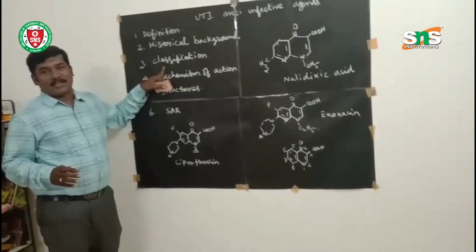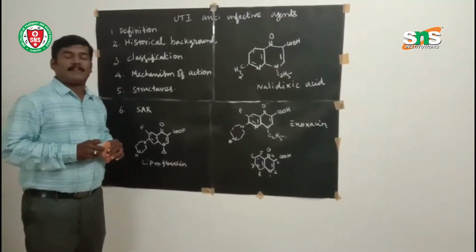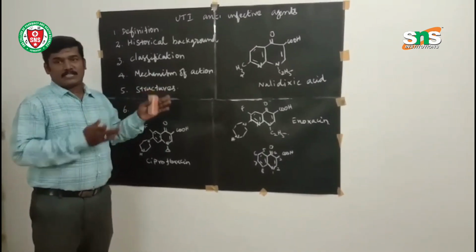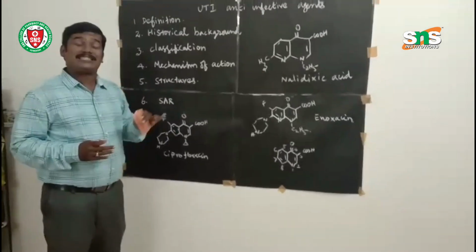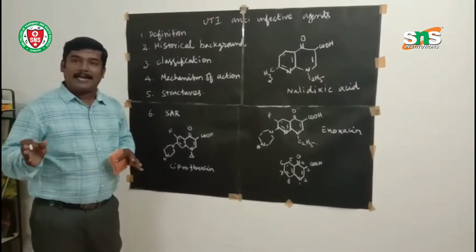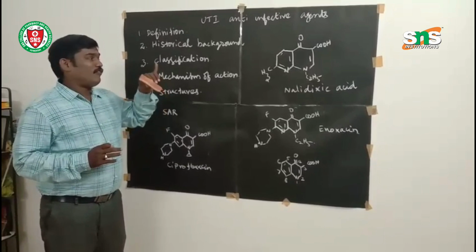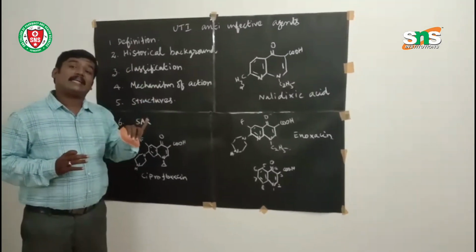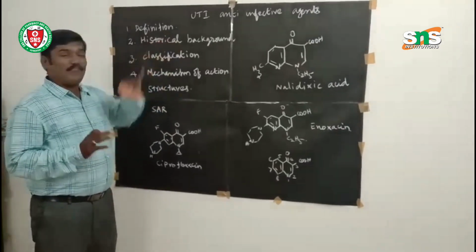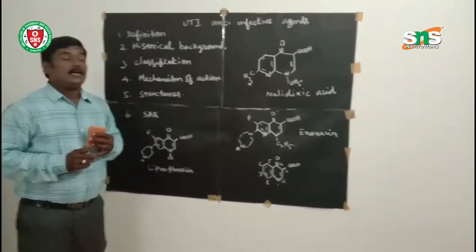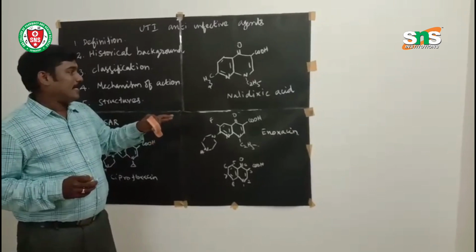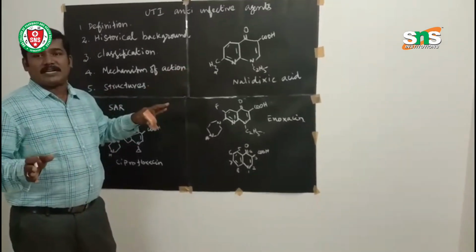So next one, classification. These urinary tract anti-infective agents are mainly classified as quinolones. They can be classified as follows: first generation quinolones, second generation quinolones, third generation quinolones, fourth generation quinolones, and miscellaneous agents. The first generation quinolones are effective against gram-negative bacteria. Examples for the first generation quinolones are nalidixic acid, oxolinic acid, then cinoxacin. These are all the first generation quinolones.